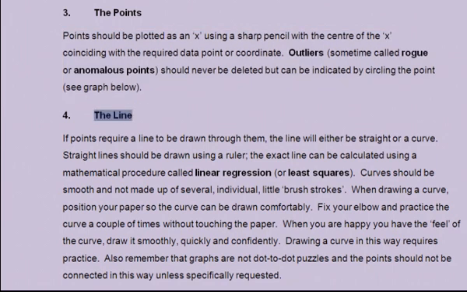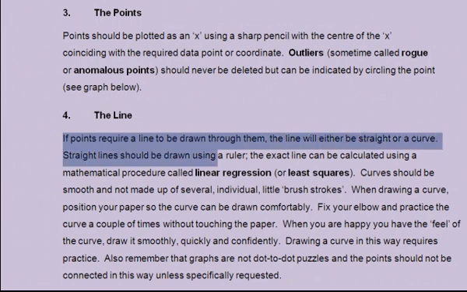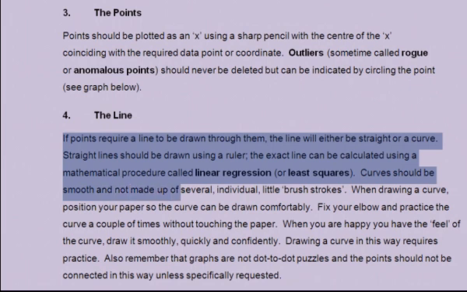4. The line. If points require a line to be drawn through them, the line will either be straight or a curve. Straight lines should be drawn using a ruler. The exact line can be calculated using a mathematical procedure called linear regression, or least squares. Curves should be smooth and not made up of several individual little brush strokes.